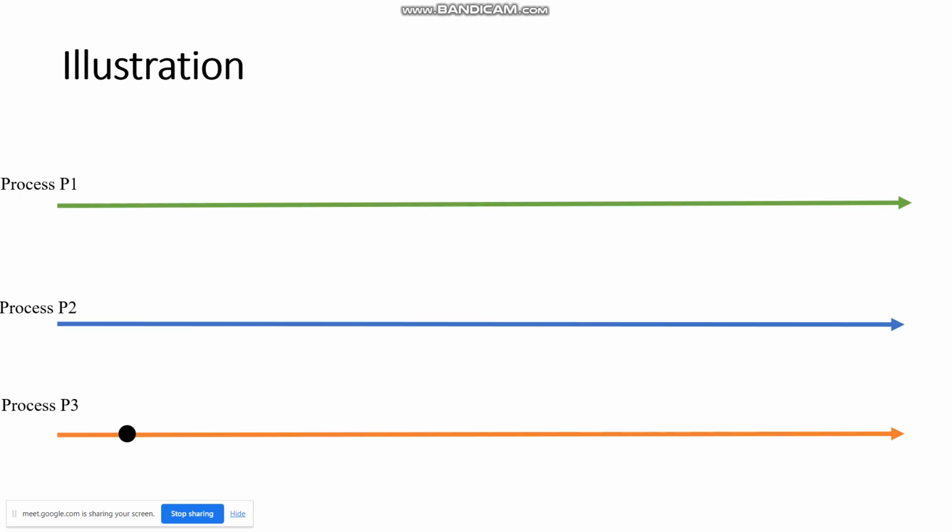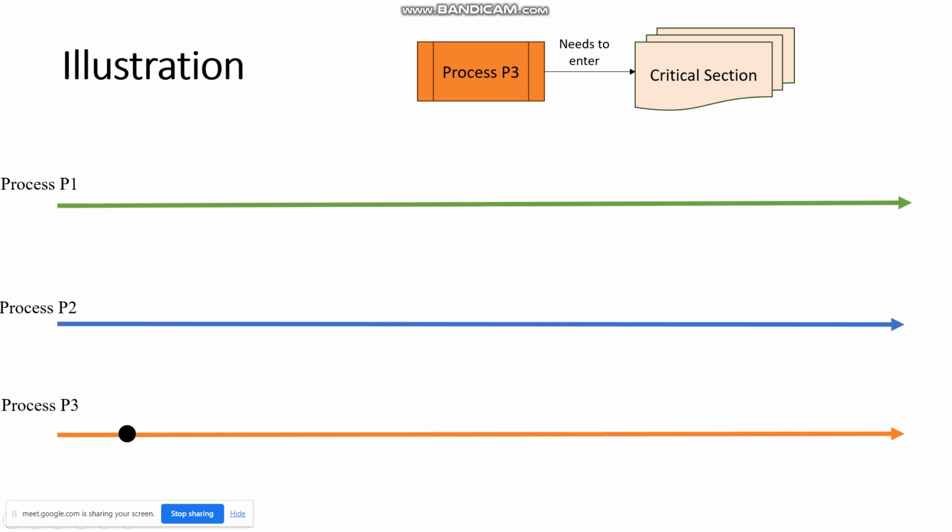Now we can see an example. This is a simple illustration for a better understanding. Imagine there are three processes: process P1, process P2, and process P3. Now we can see how the critical section works in these three processes' communication. We will see it one by one. First, imagine process P3 wants to enter into the critical section.